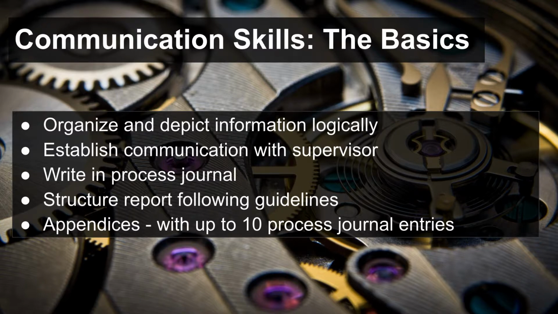Similarly, you need to make sure that you're writing regularly in your process journal. We recommended at least once a week, and certainly whenever anything major happens, or you get some new ideas, or your goal changes direction, or your criteria change. Anytime something noteworthy happens, it needs to be recorded in your process journal. And the last 2 points there, the structure, following the guidelines, and your appendices, we'll go into the whole report details in a later video, but you'll have a very clear structure to follow. Just make sure you follow it.